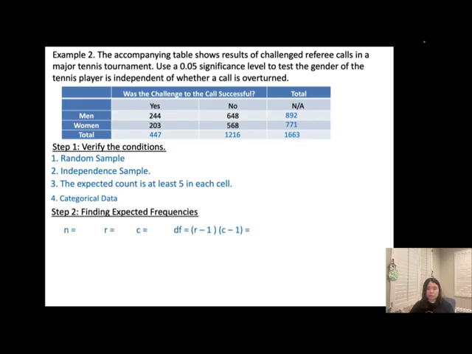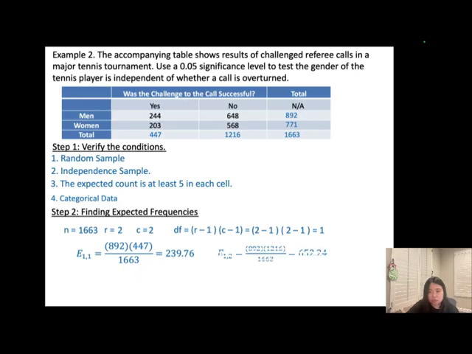Okay, now find the expected frequency. So we do have 2 by 2, right? R equal to 2, C equal to 2. So that will be degrees of freedom, which is going to be equal to 1. And then 1 by 1, E11 here. So 892 times 447 divided by 1,663. Okay, check your work.